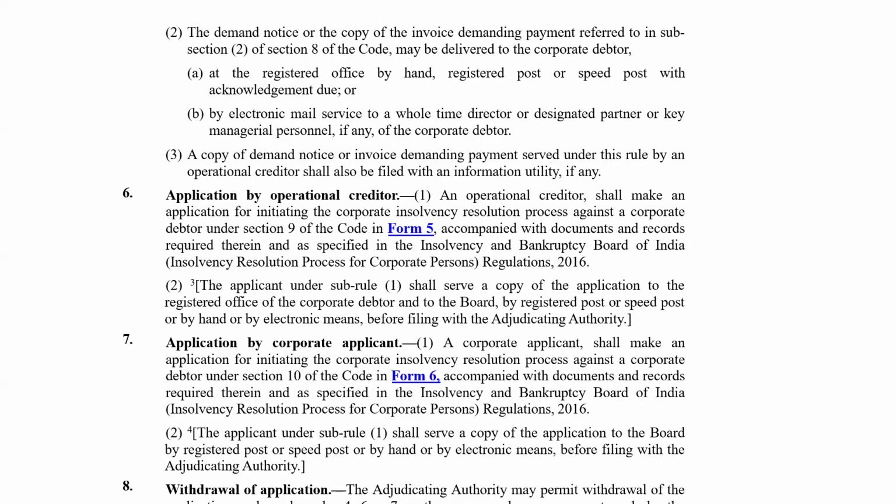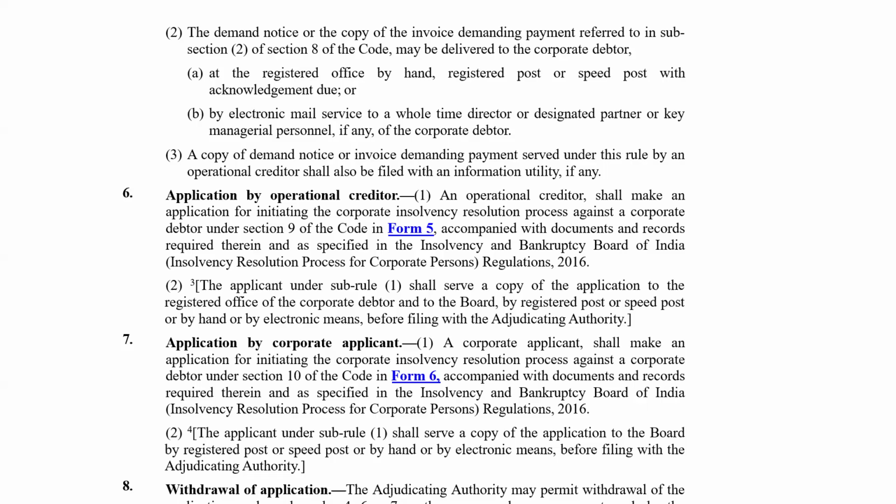Now, let us read rule 6 also, application by operational creditor. Suppose the demand notice or invoice demanding payment has been delivered properly and the CD does not revert. The CD does not attach proof of payment or does not point out any dispute. Then the operational creditor shall file an application. The application by the operational creditor shall be filed in form number 5, accompanied with documents and records required therein and as specified in the CIRP regulations. So, what are the documents? They are given in the regulations.